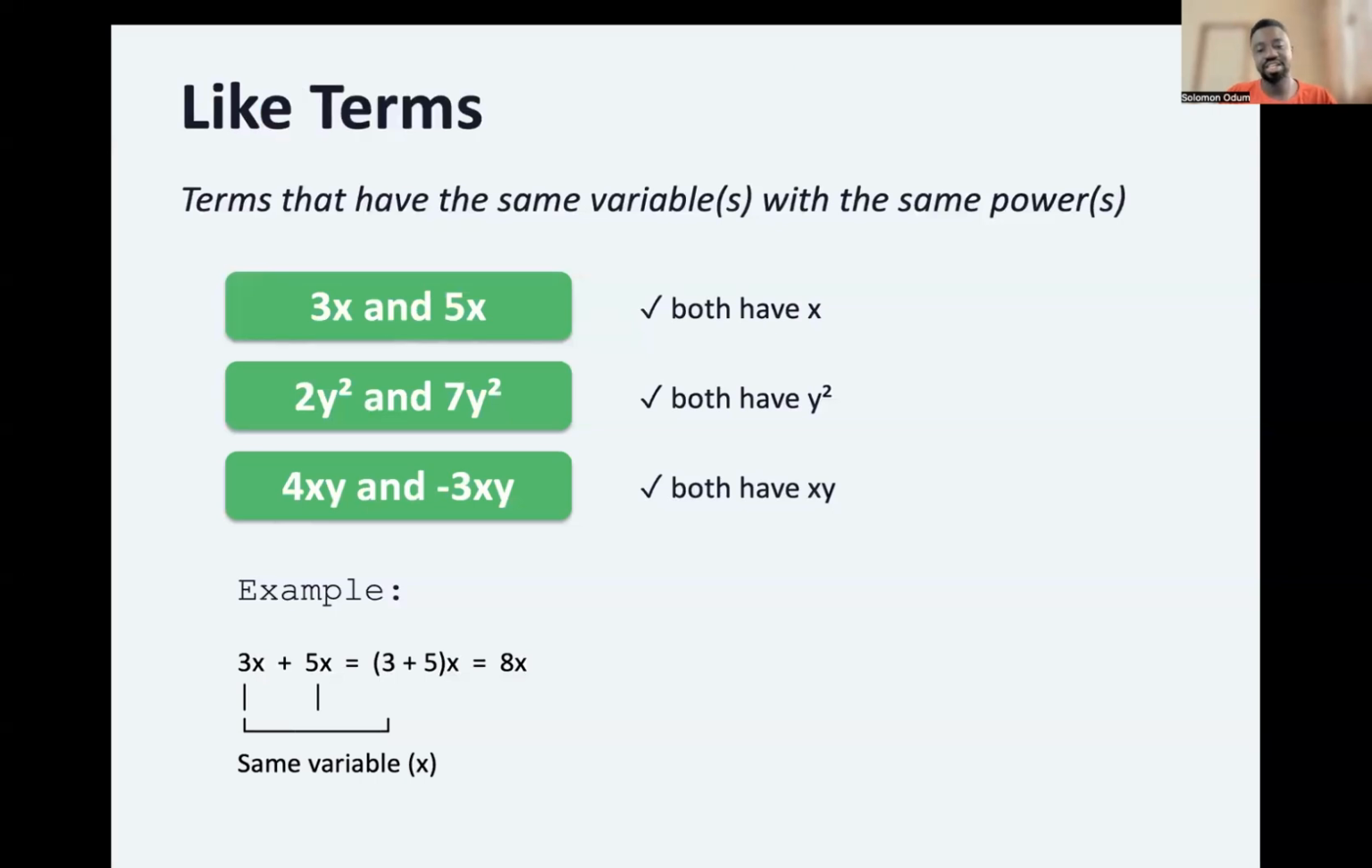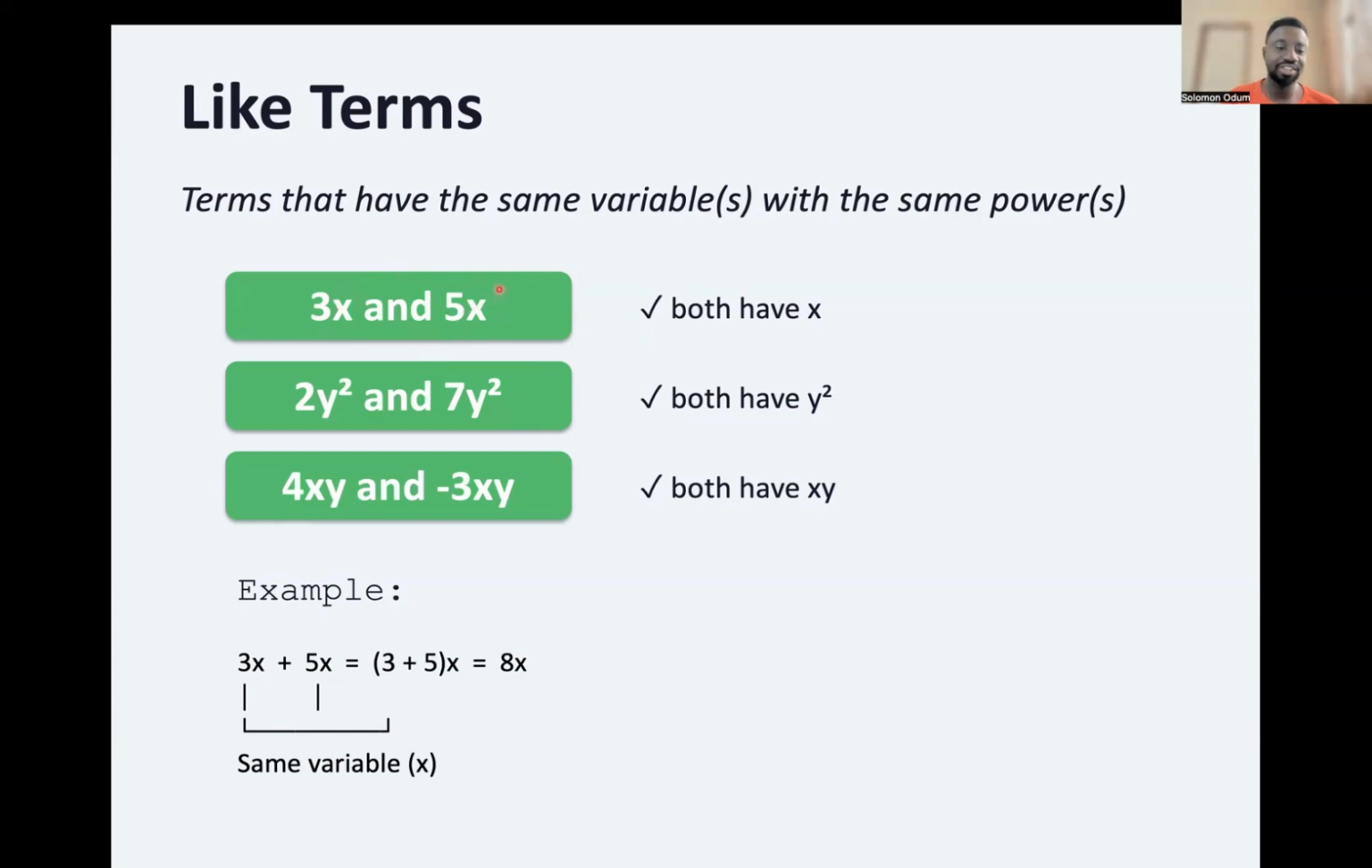Examples: we have 3x and 5x. They have the same variable, x, and also the same power. 3x is one term and 5x is another term. This x is raised to the power 1 and this x is raised to the power 1. This is the same variable.